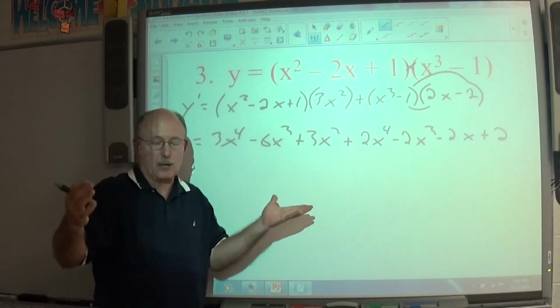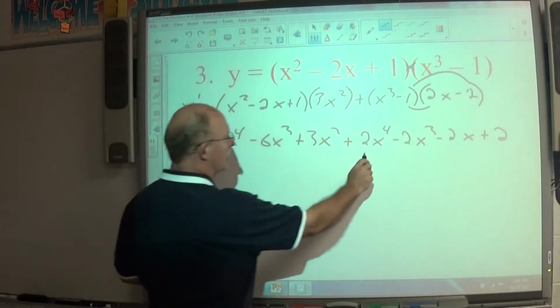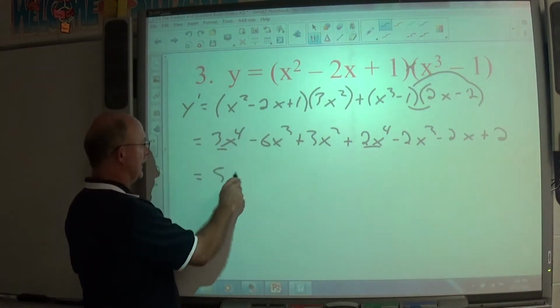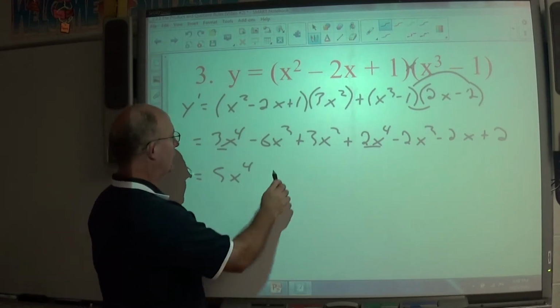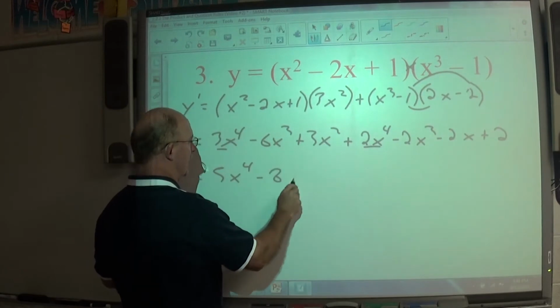Now last, we've done our multiplication. All we have to do now is combine like terms. We've got a couple of x to the 4th power terms. We'll add these two together. That gives 5x to the 4th. A couple of x cubed terms, negative 6x cubed and negative 2x cubed is negative 8x cubed.